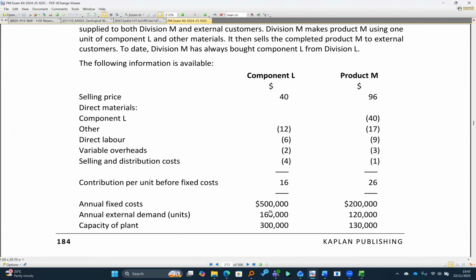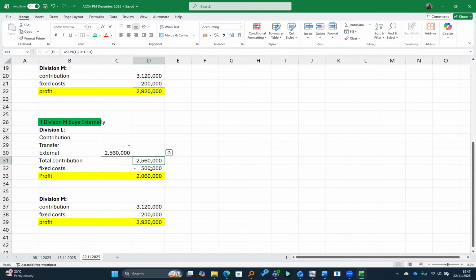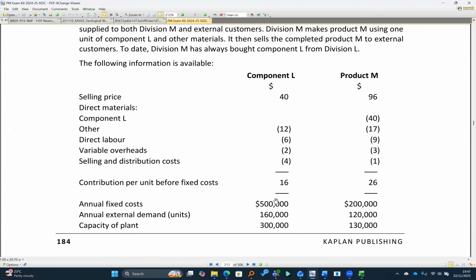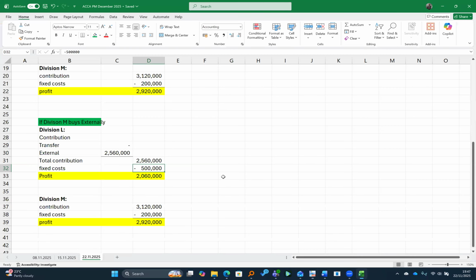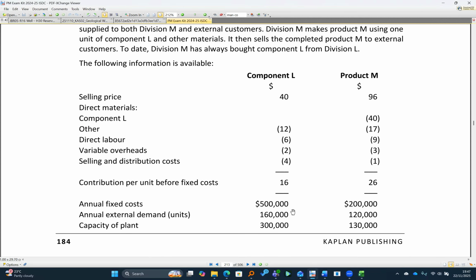Now the fixed cost is 500,000. There is a question whether these fixed costs would stay the same. But fixed costs, being that they are usually not changing based on volumes, yes, we shall say that they are going to stay the same. So that will give us a profit of 2060 for division A.